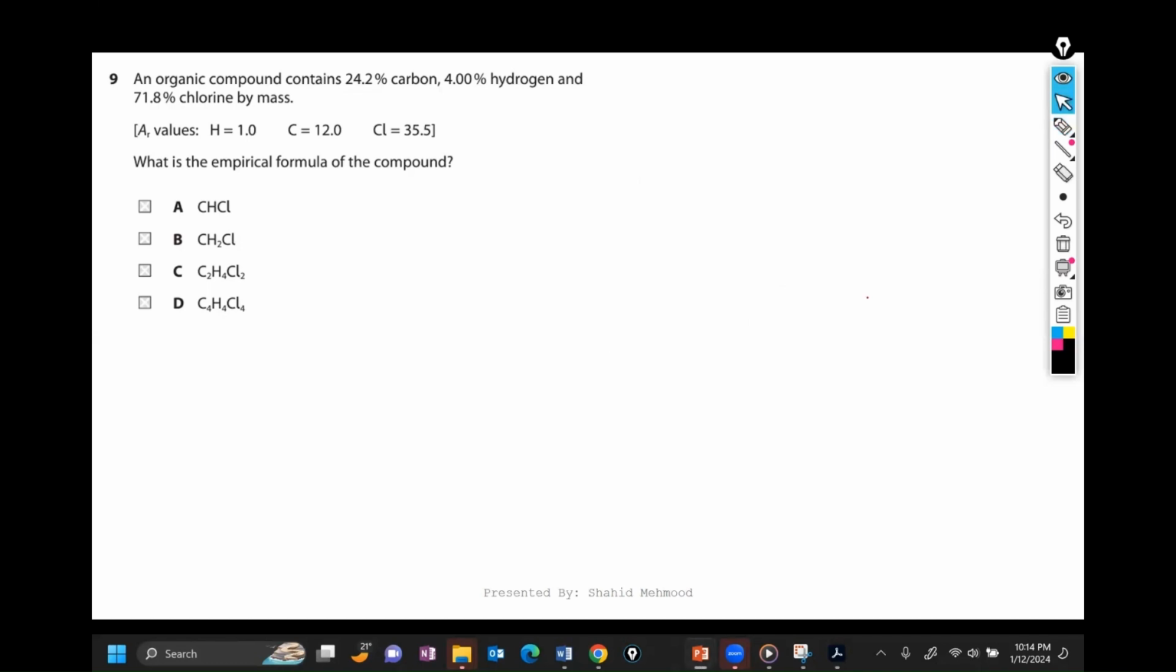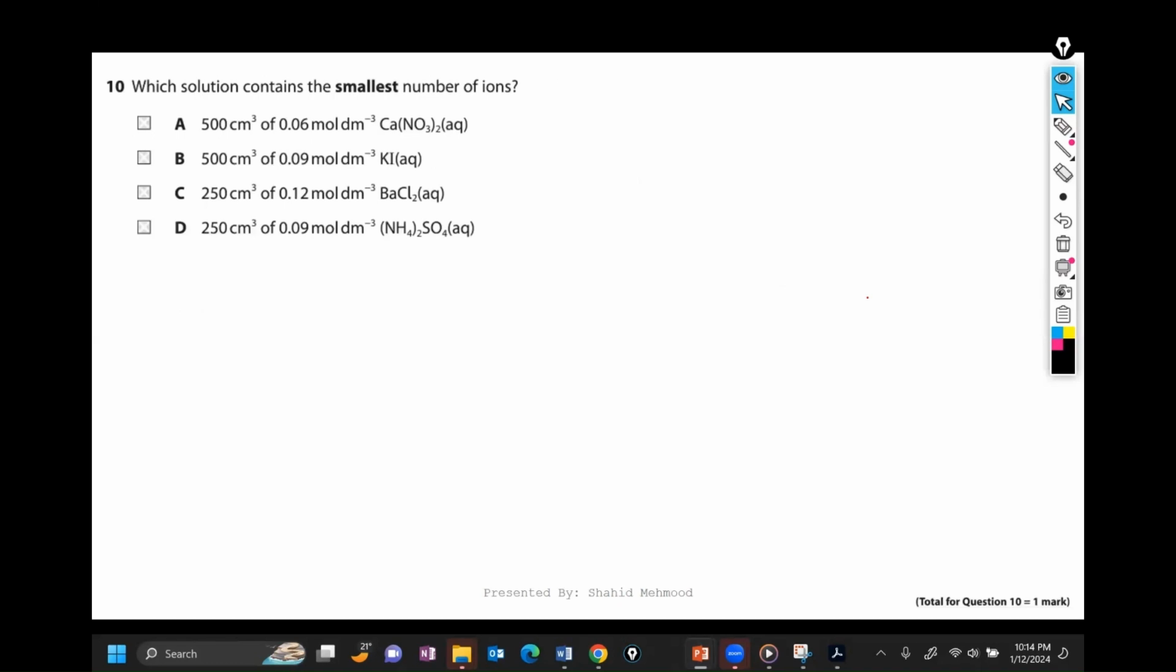The next question is, which solution contains the smallest number of ions? All these are given solutions. So volume is given, concentration is given. Now, they are only asking that which one of these samples contain the smallest number of ions. We are not supposed to find out the exact number of ions. So we will simplify our method. See here, whenever we are calculating the number of ions, the number of atoms, we use 3 boxes. You will see this method in other videos of mine also.